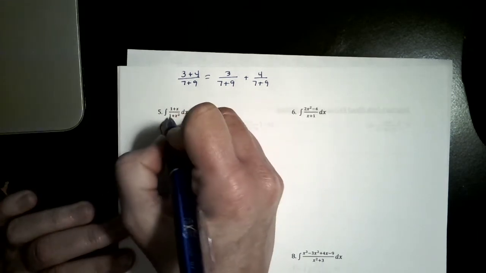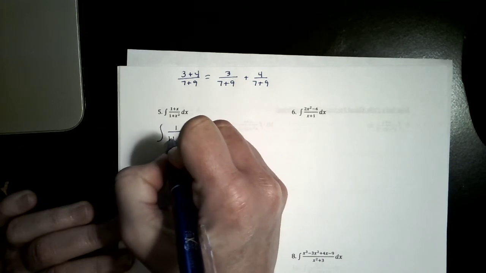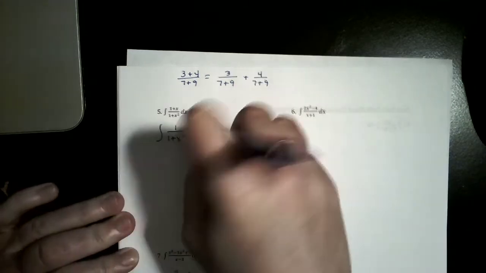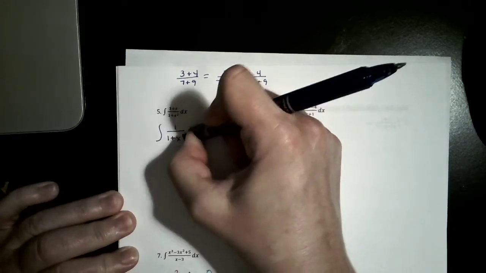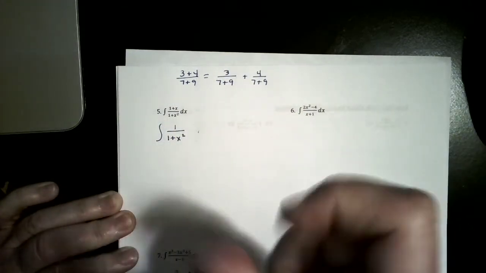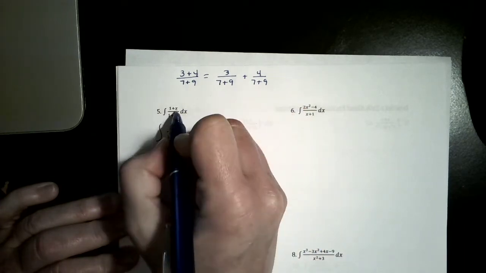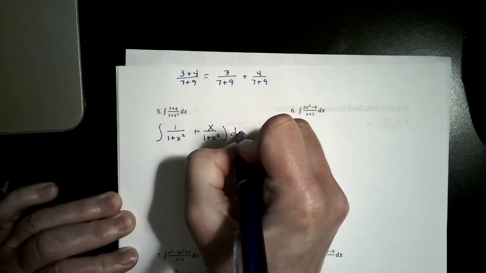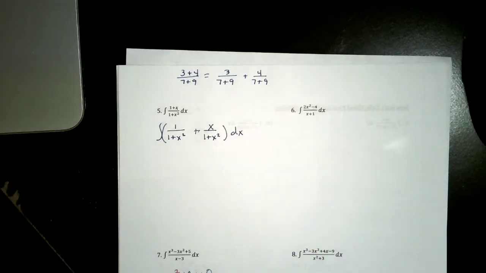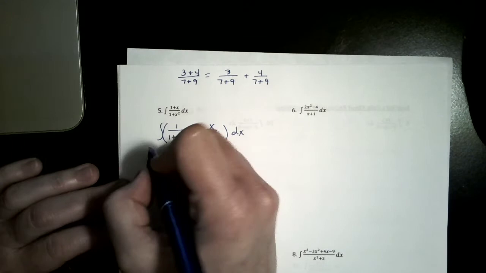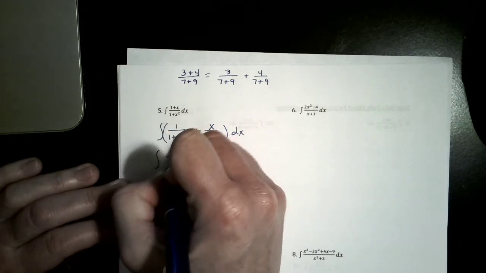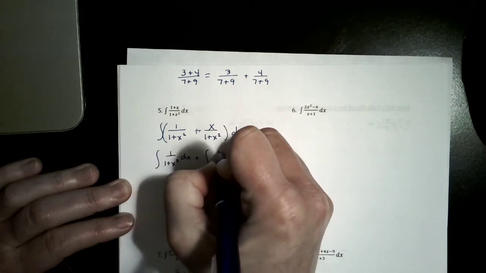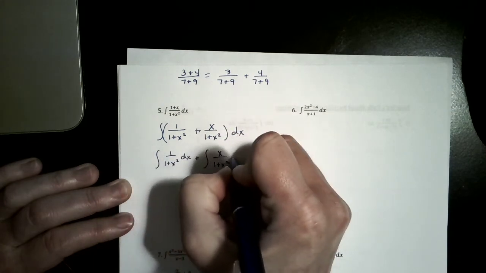I'm going to split this up. I'm going to make it the integral of 1 over 1 plus x squared, plus x over 1 plus x squared, and I'll throw the dx on the end. Now I'm going to split them up into 2 separate integrals: 1 over 1 plus x squared dx plus x over 1 plus x squared dx.